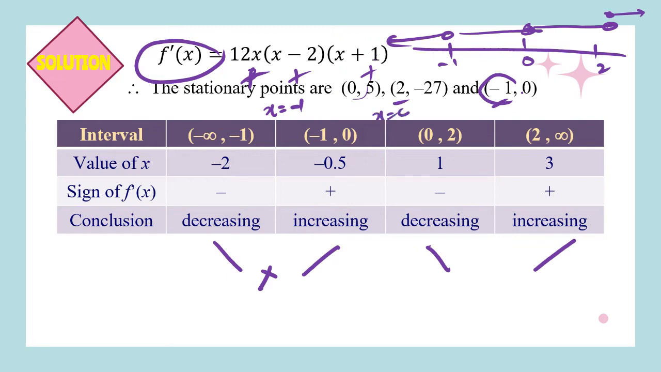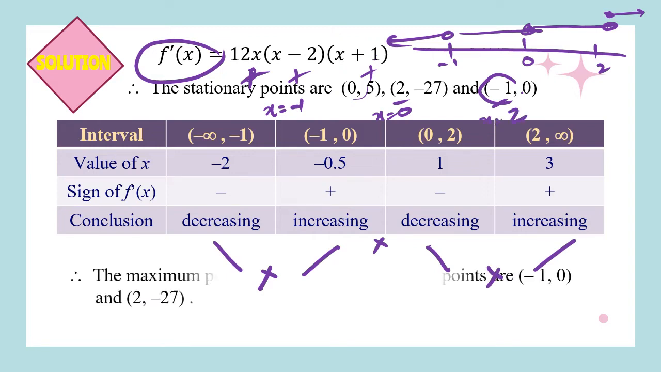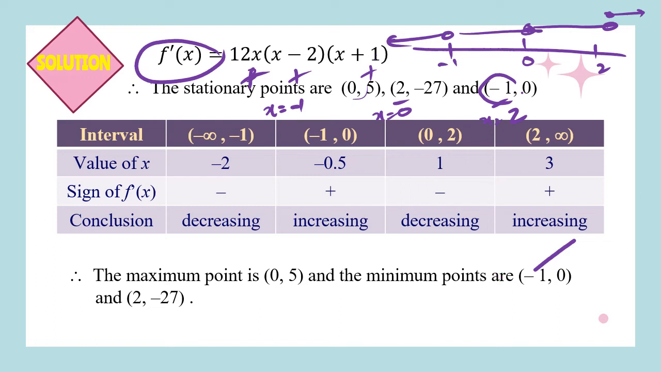How about x equals 0? Maximum point. And when x equals 2, it will be a minimum point. So we can conclude the nature of these 3 points: (0, 5) will be the maximum point, and (negative 1, 0) and (2, negative 27) will be the minimum points. Okay.